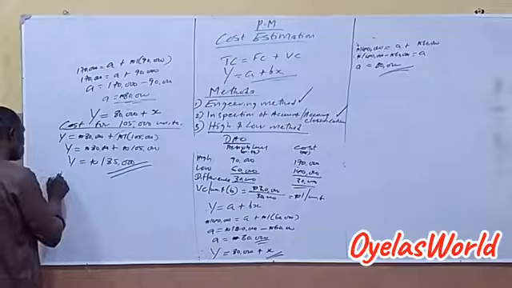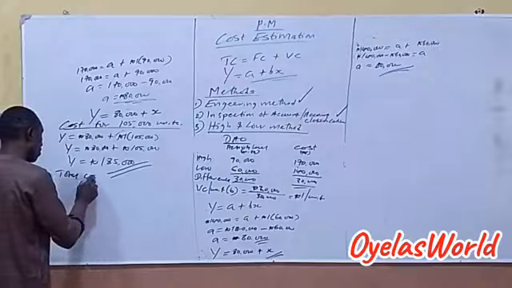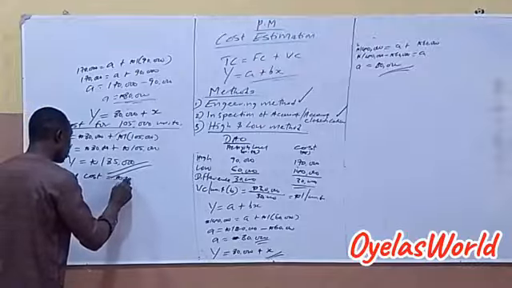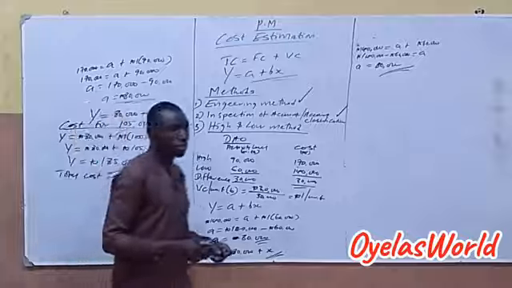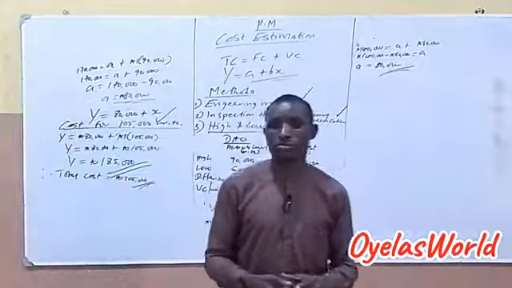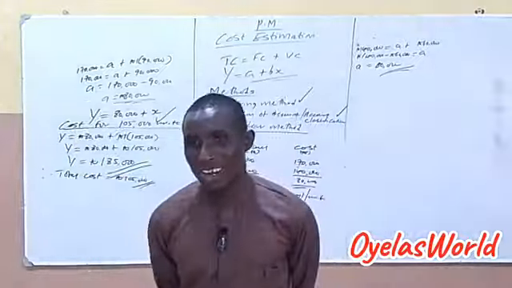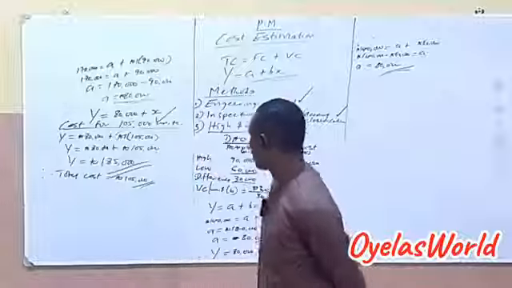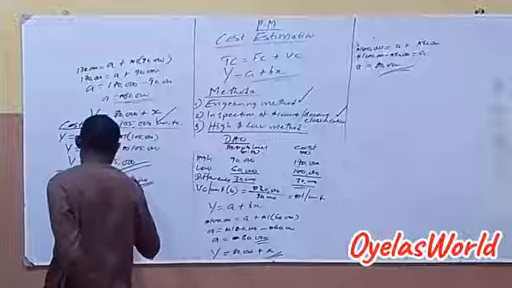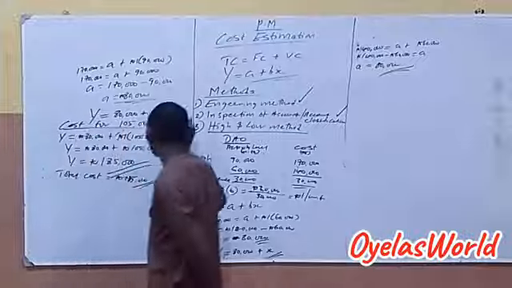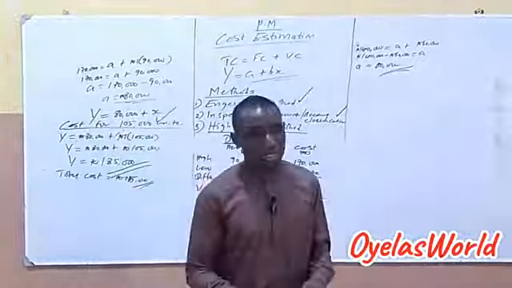Therefore, the total cost is 185,000 for 105,000 units. The total cost is still 185, 185 for 105,000 units.